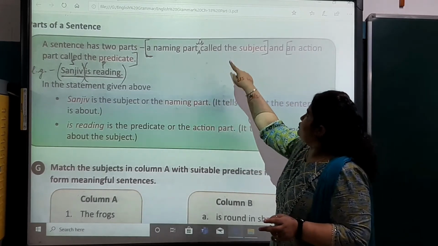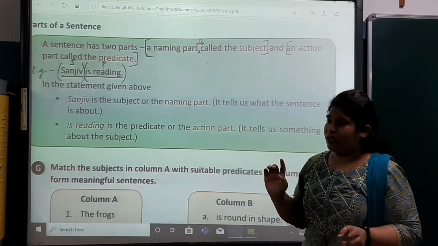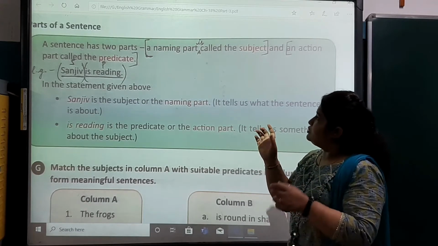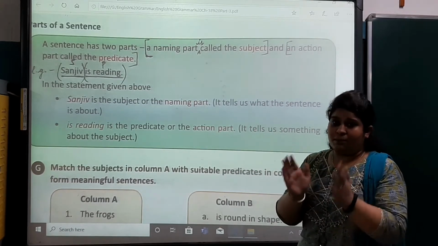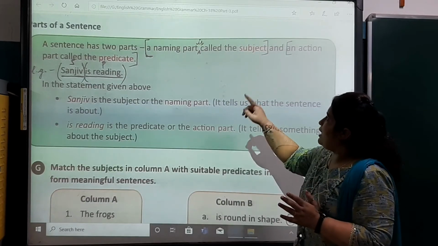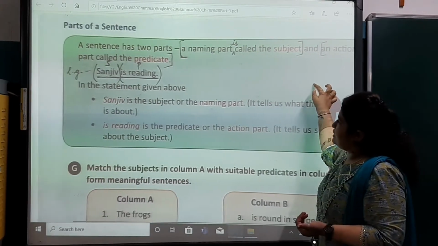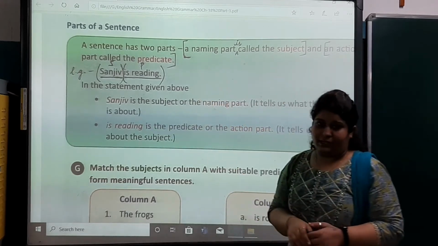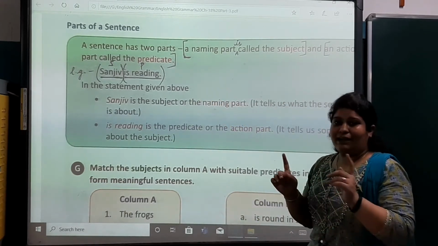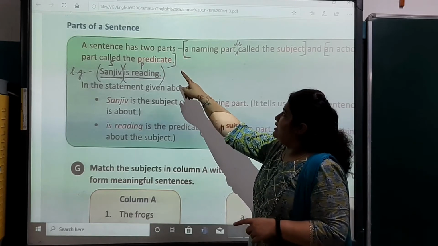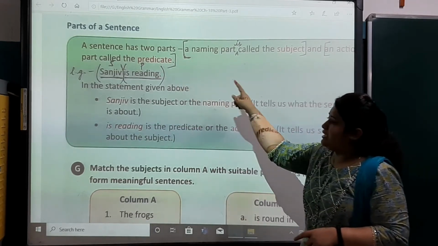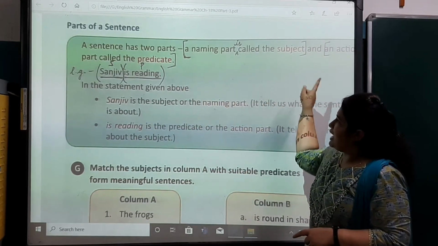A naming part is called the subject. Okay. Now here, see. The naming part that comes at the start of a sentence, a naming part is called the subject. Okay. And an action part is called the predicate. Okay. Subject and a predicate. That is P-R-E-D-I-C-A-T-E. Okay, predicate. Subject and predicate.